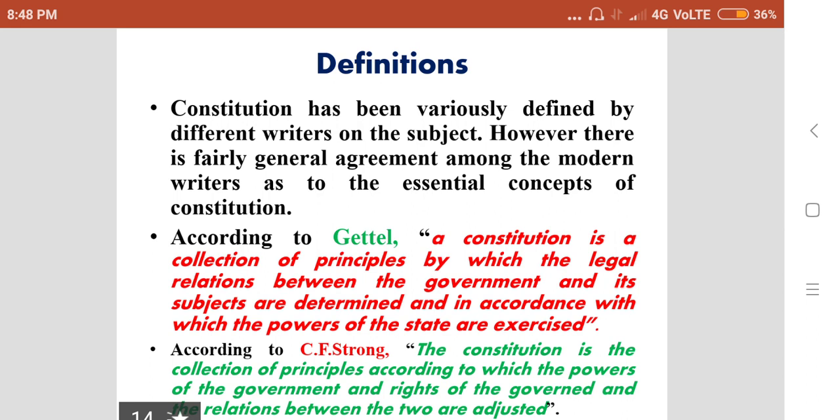According to Gettel, a constitution is a collection of principles by which the legal relationships between the government and its subjects are determined, and in accordance with which the powers of the state are exercised. According to C.F. Strong, the Constitution is the collection of principles according to which the powers of the government and the rights of the governed and the relationship between the two are adjusted.